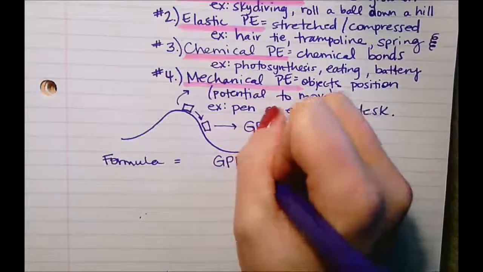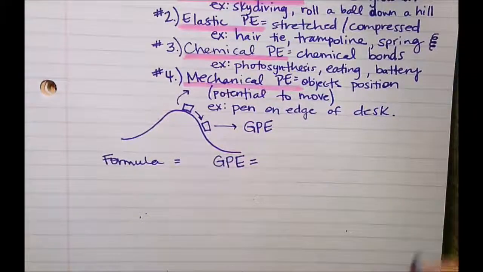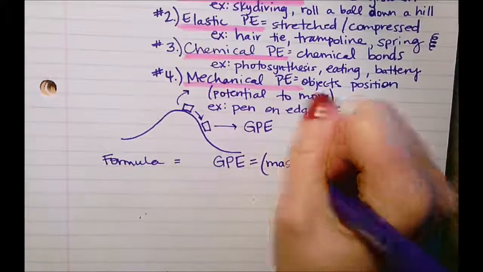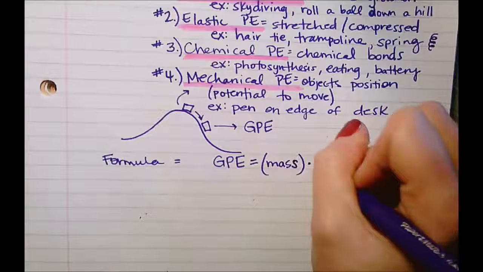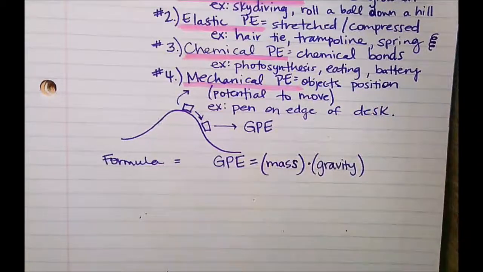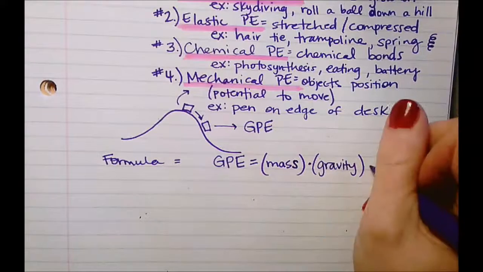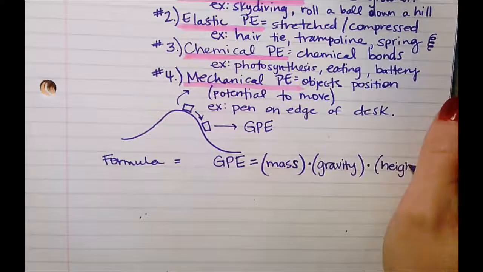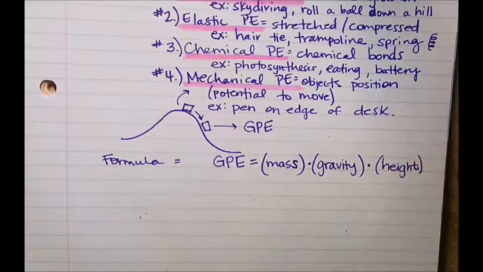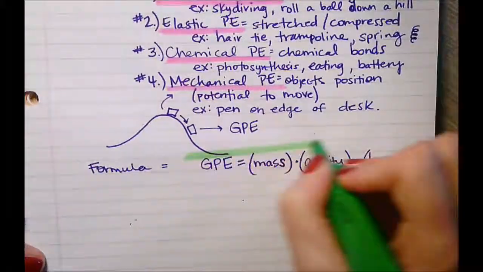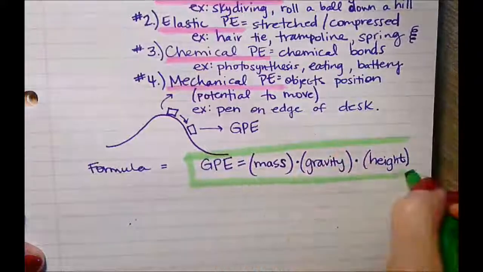So we do GPE, so gravitational potential energy, is equal to the mass of the object, so it depends on its mass, okay, times the gravity, which we discussed actually in our gravity lesson, so we're going to talk about that in a second, times the height. So the height and the mass are the 2 things that matter the most for GPE. So I'm going to go ahead and box that formula in, because again, that's very, very important.